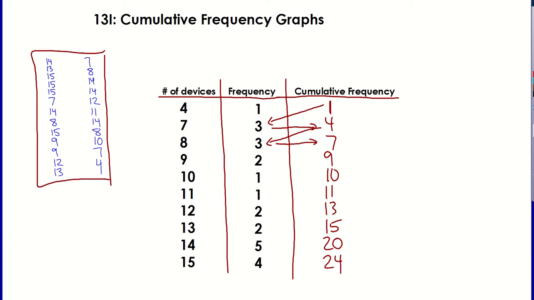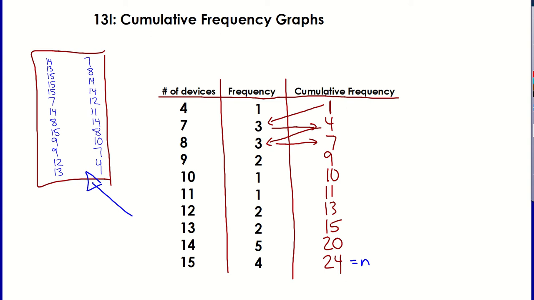And you can see that as I get to the end of my cumulative frequency column, I ended with 24, which would be the total number of responses that I had in the original data set, which is a good sign that confirms that I did my adding correctly. So now I'm going to take this and put this on a graph.